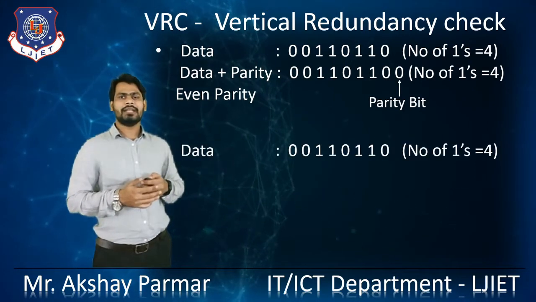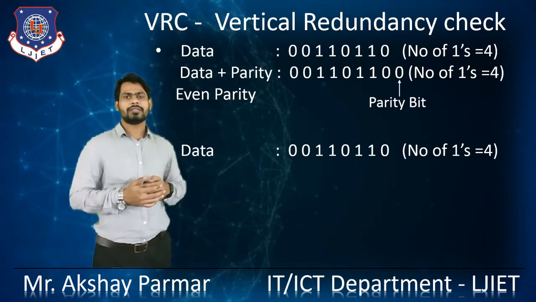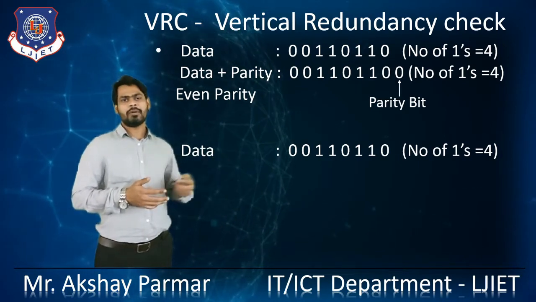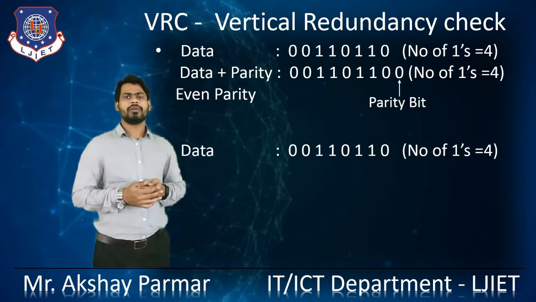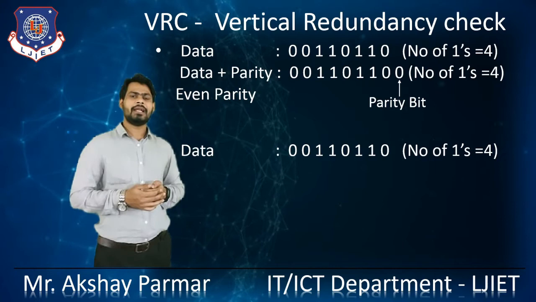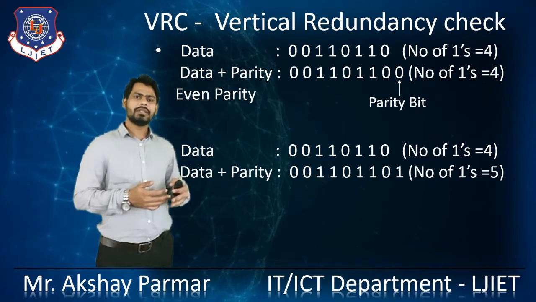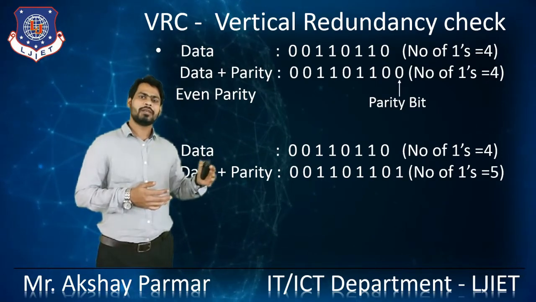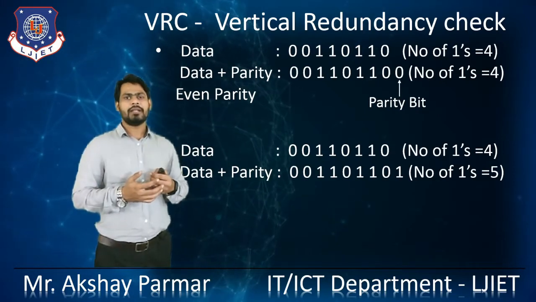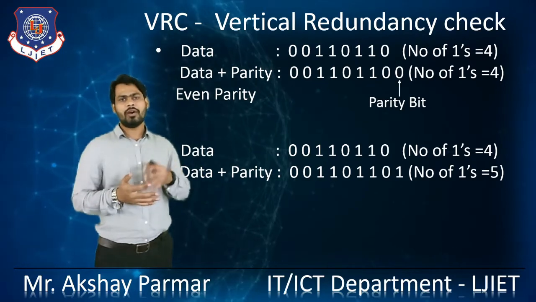After that, let's see an example if we need an odd parity, right? So the data is similar, 00110110. Here the number of ones is 4, right? So if we want an odd parity, we need to add a 1 at the end of the data, right? So data plus parity bit is 001101101. That is our data, and at the end we are adding a 1. That is our parity bit to make the number of ones an odd number, right?